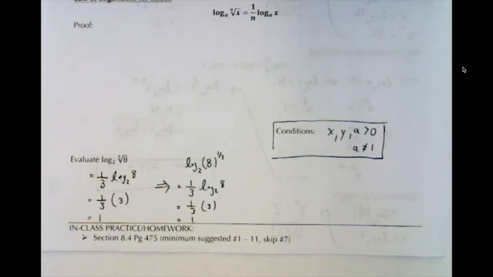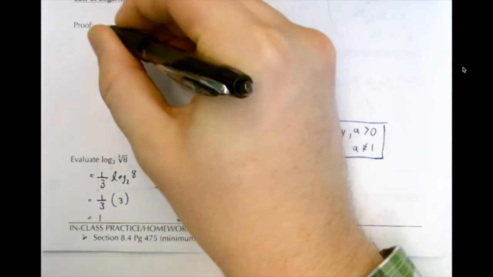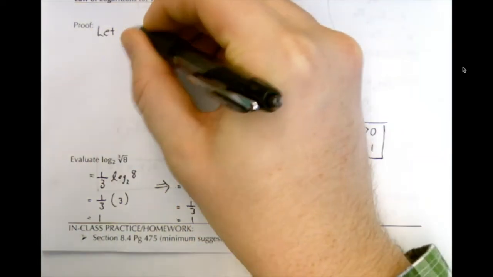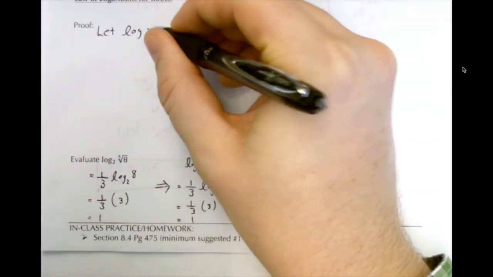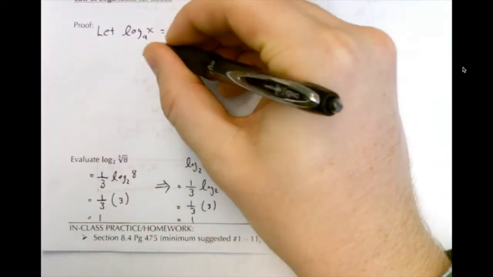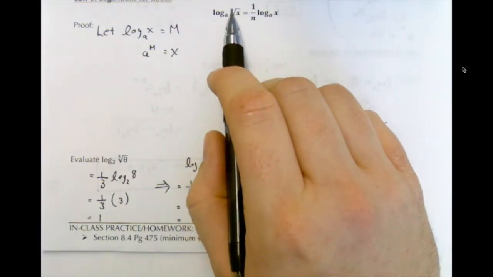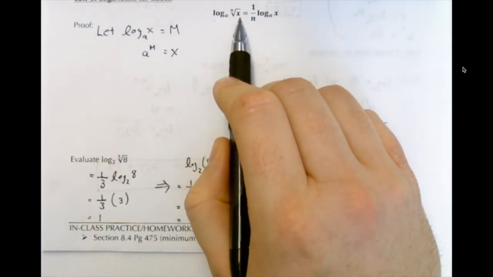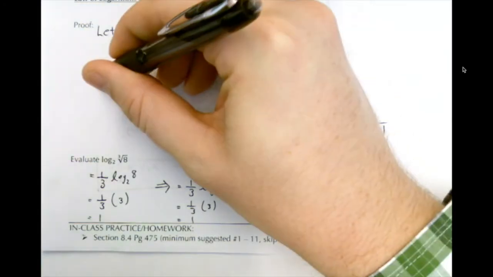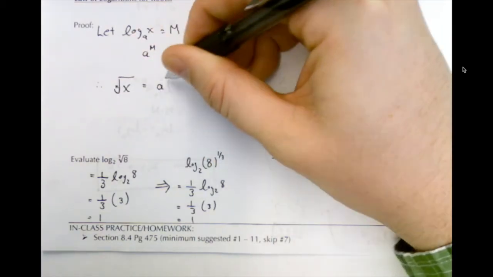In terms of the proof, it's actually quite similar to the power proof, but let's do it as well. I'm going to look at my right side where I have the log of x base a, and I'm going to let log x base a equal m, using m again. Rewriting that as a power, we get a to the exponent m equals x. On our left side, though, we have the nth root of x. So if I want to get that, I would need to take the nth root of a to the exponent m.